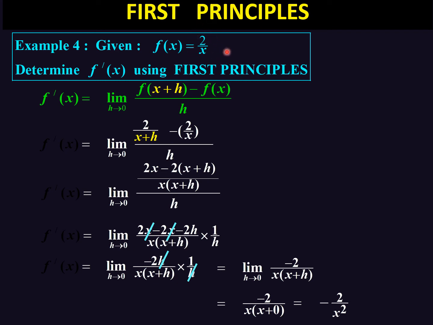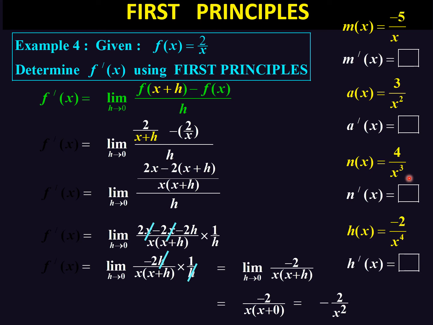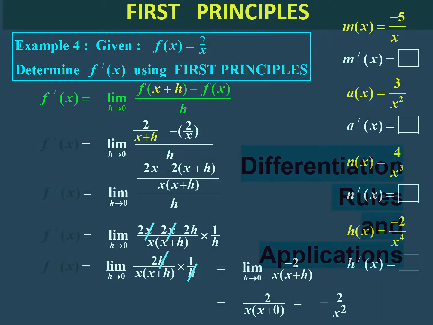Let's just look at the given expression and the derivative. A positive 2 became a negative 2. Divide by x became divided by x squared. Let's see whether we can generalize here. Negative 5 over x will become positive 5 over x squared. 3 over x squared becomes negative 3 over x cubed. 4 over x cubed becomes negative 4 over x to the 4. Negative 2 over x becomes positive 2 over x squared, etc.